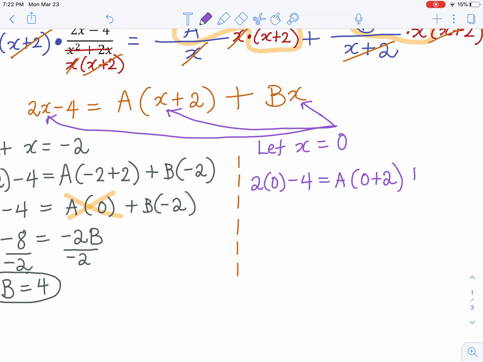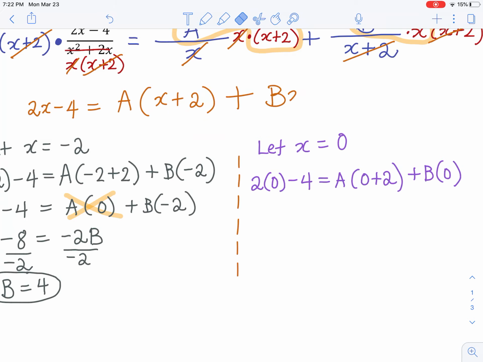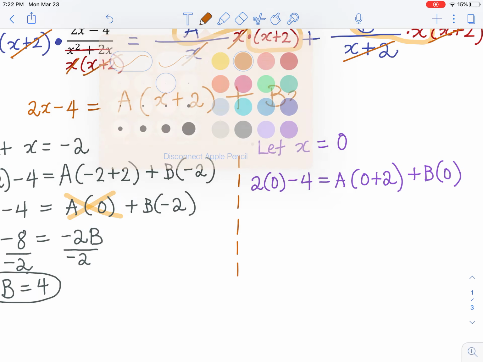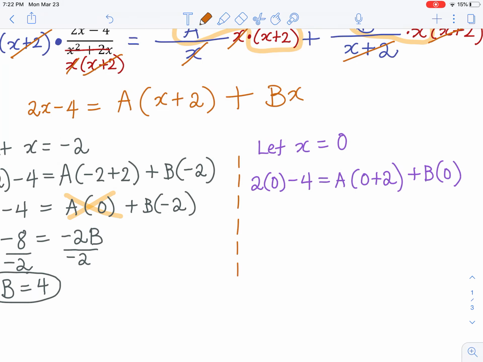All right, let me move a little bit to the right. Plus b times 0. All right, go ahead and simplify. I'm having so much fun with my iPad, guys.